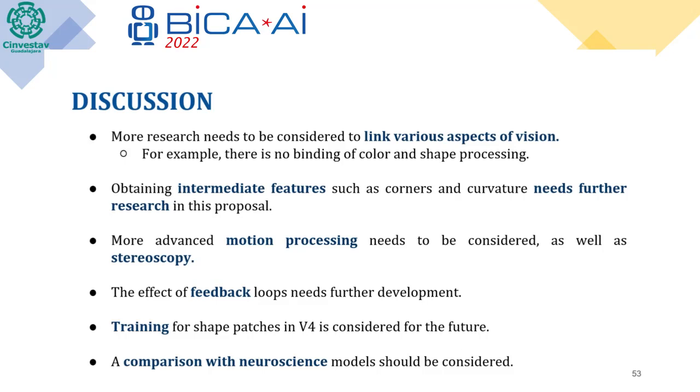Also, the training for the shape patches before is to be considered in the future, because when the information advances, the combination of patches becomes exponential. So many models, like for example HMax or convolutional neural networks, use training to make these patches in the higher areas. So it's considered.